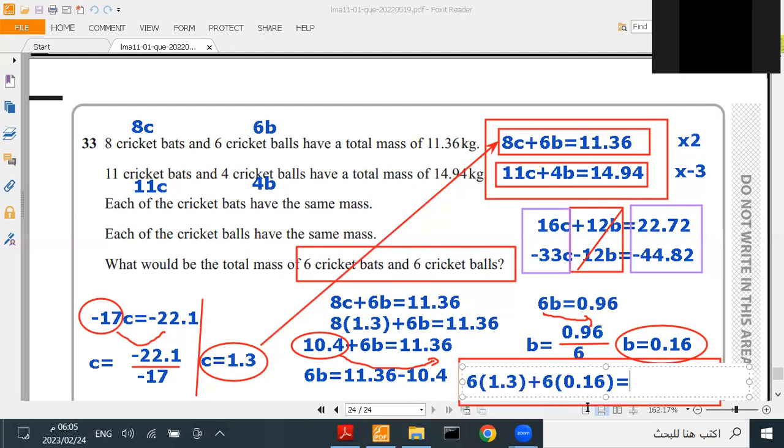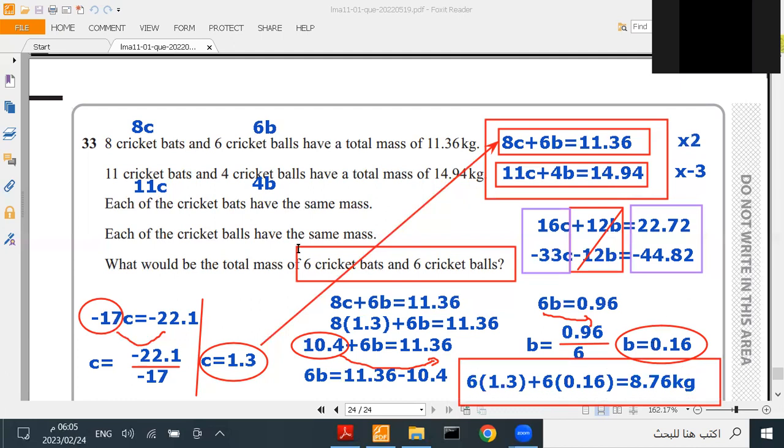So 6 bracket 1.3 plus 6 bracket 0.16, and I will get 8.76. Okay. 8.76 kilograms. And this is the final answer of this question.